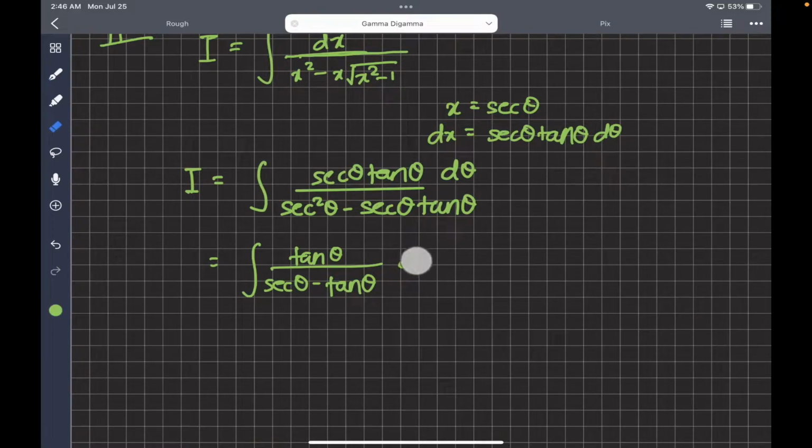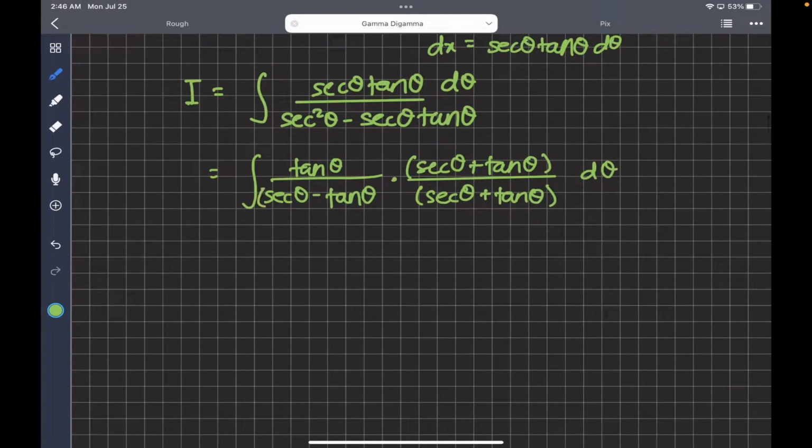What we can do here is multiply and divide by the conjugate of the denominator, which is secant theta plus tangent theta, because we can use the difference of squares identity to really annihilate the denominator effectively. Secant theta minus tangent theta times secant theta plus tangent theta will be secant squared theta minus tangent squared theta, which is identically 1. So the denominator is completely gone now. We have tangent theta, secant theta plus tangent theta.